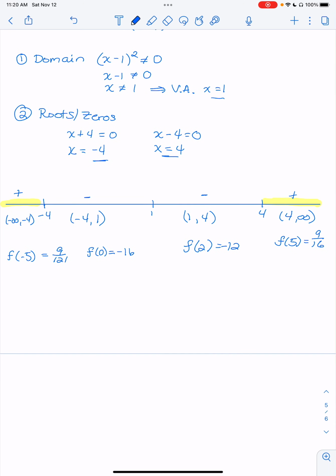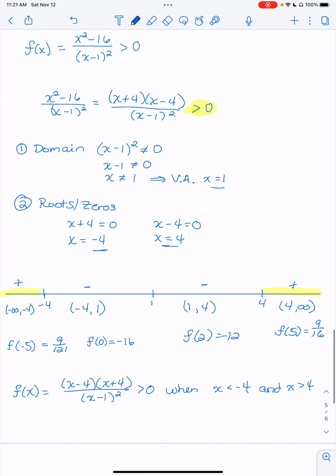So what I'm going to have out of this is that f of x equal to x minus 4 times x plus 4 all over x minus 1 squared is greater than 0 when x is less than negative 4 and x is greater than 4. So that is our answer there, and that is how you do an inequality for a rational polynomial.